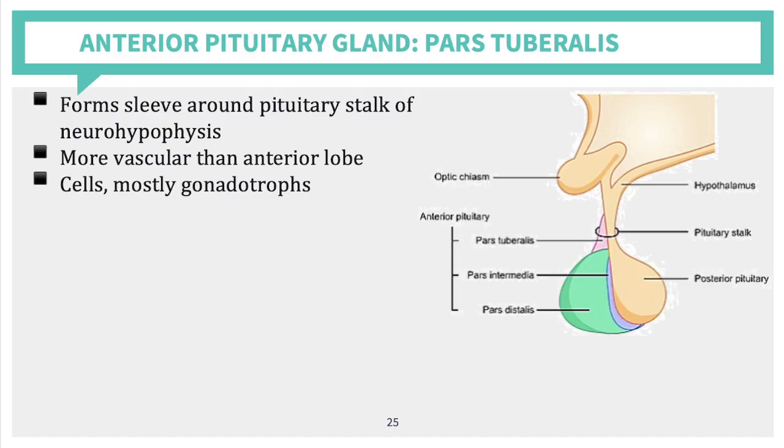Now we're done with the pars distalis, let's proceed now with your pars tuberalis. Your pars tuberalis now forms a sleeve around your pituitary stalk. So this is your pituitary stalk. What forms the sleeve? It's going to be your pars tuberalis, okay? This is more vascular than the anterior lobe and its cells are mostly gonadotropes, okay?